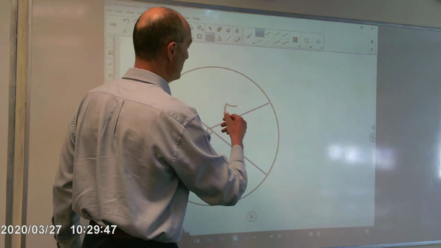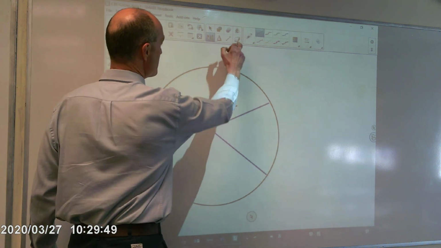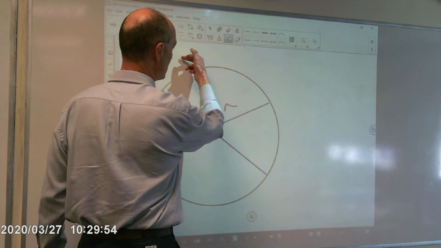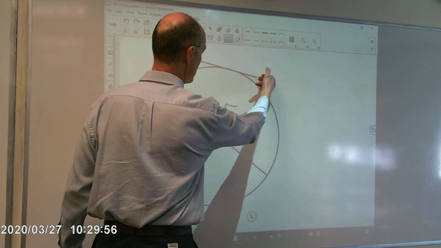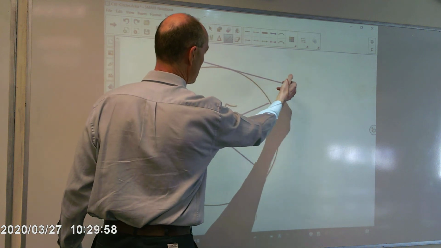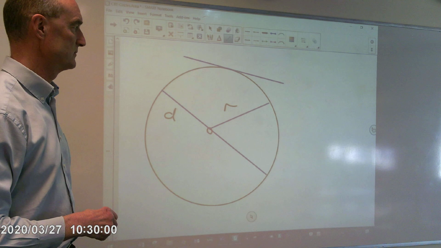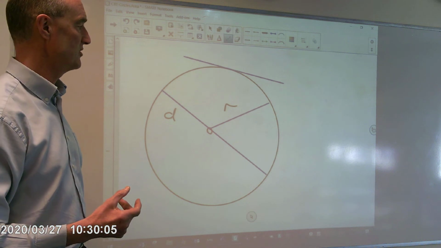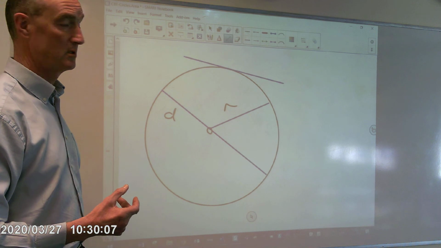Other terms to remember: a line that touches the edge of a circle. This is one for you to remember. A line that touches the edge of a circle is called a tangent.